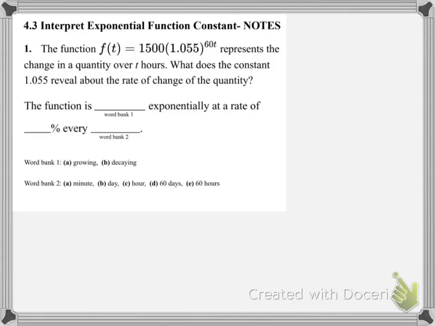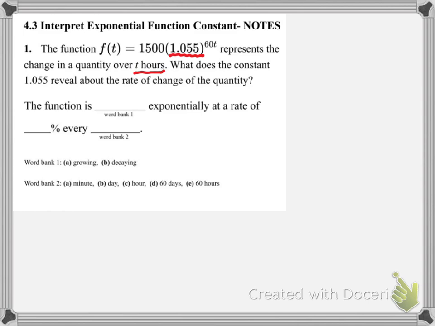Okay, so what we're doing is we are going to interpret the exponential function constant. It doesn't really have to do with the 1500. Again, it has everything to do with this. So we have our function. It represents the change in a quantity over t hours. T hours, that's important. What does the constant 1.055 reveal about the rate of change of the quantity?